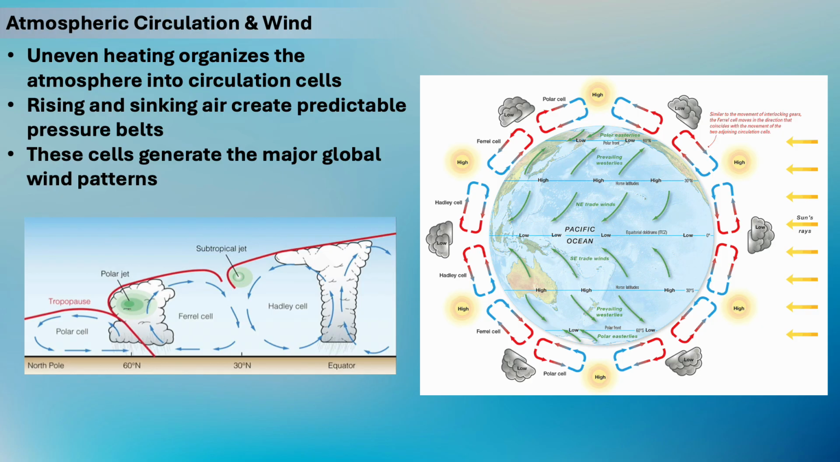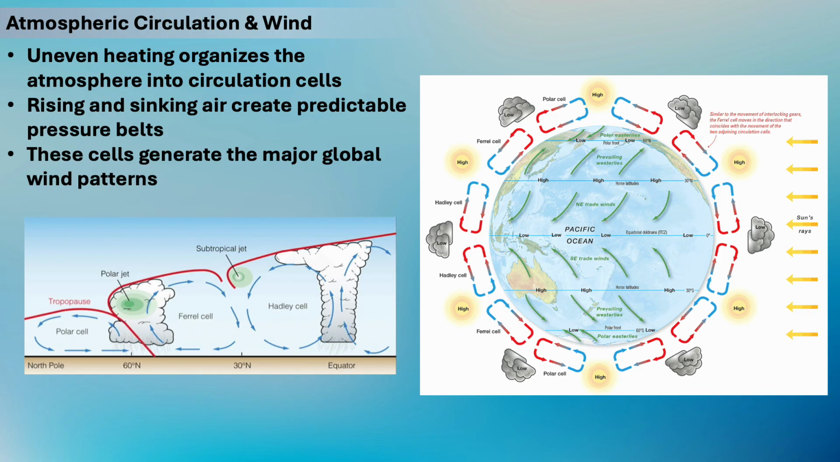Air flowing from the high pressure regions associated with sinking air does not move straight toward low pressure. Because Earth is rotating, that moving air is actually deflected by the Coriolis effect. The result is the trade winds in the tropics and the westerlies at the mid-latitudes. These are not random winds. They are the surface expression of global atmospheric circulation driven by uneven heating.